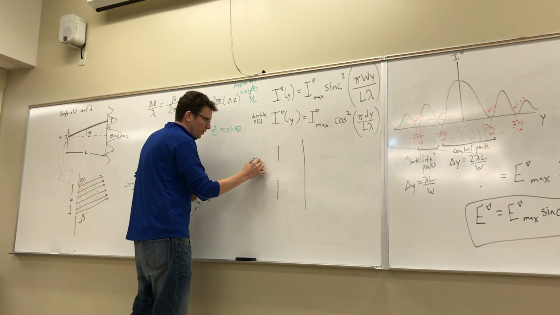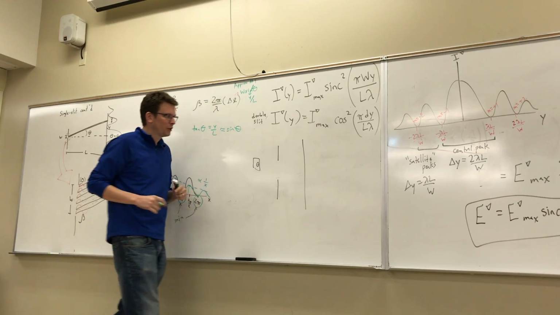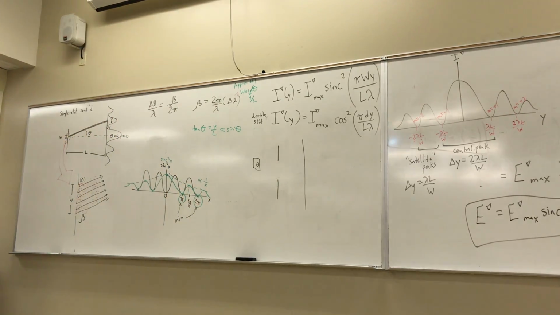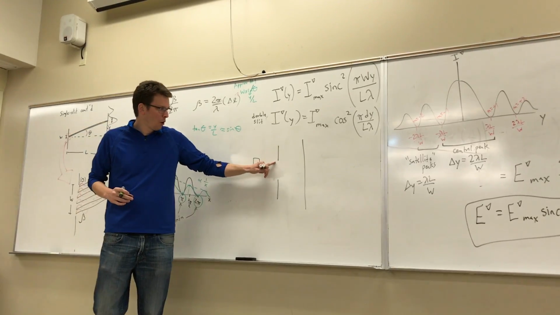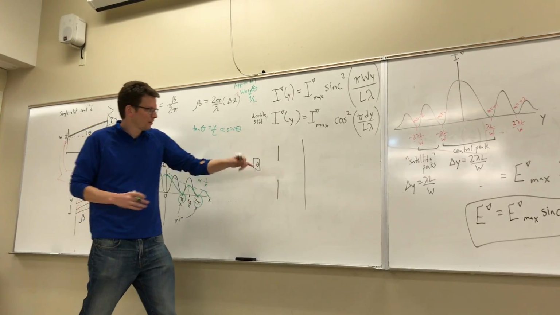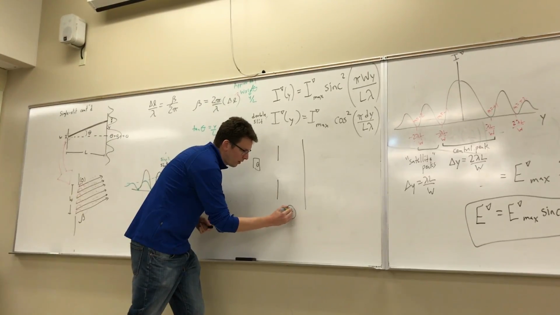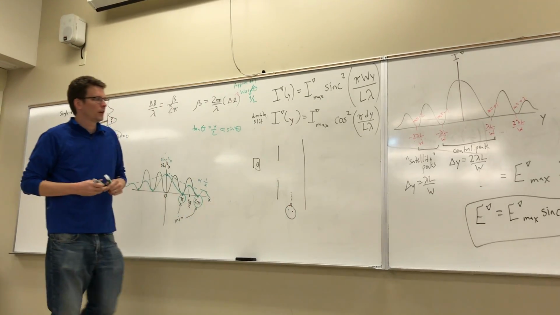So what is this going to be? You're going to have a single source, like one speaker, and then your slit is going to be an open doorway, okay? And this is a hallway, so you're going to be walking down the hall, okay?